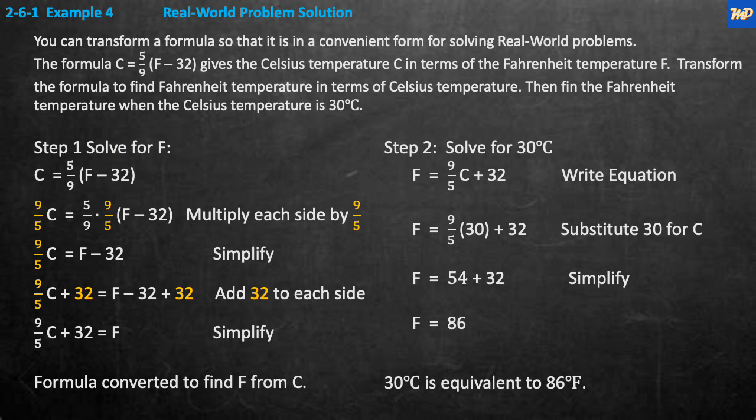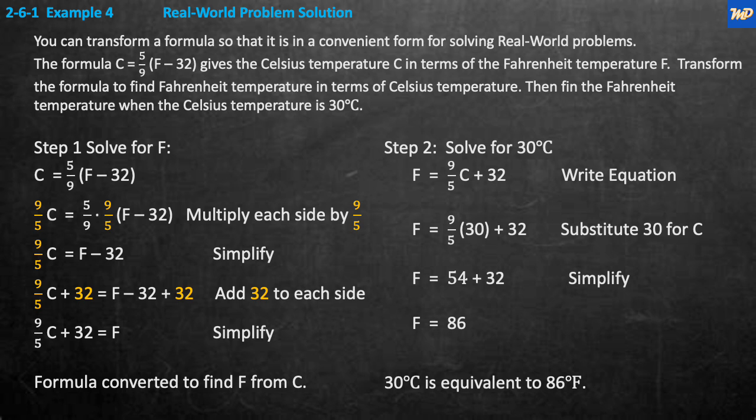Okay, example 4, a real world problem we're going to look at here. It says you can transform a formula so that it is in a convenient form for solving real world problems. What this is saying is that we have a formula for one thing, but one of the variables is something we're looking for. So you can rearrange the formula so that you can find the variable you're looking for in terms of the other variables that you already have the information on.